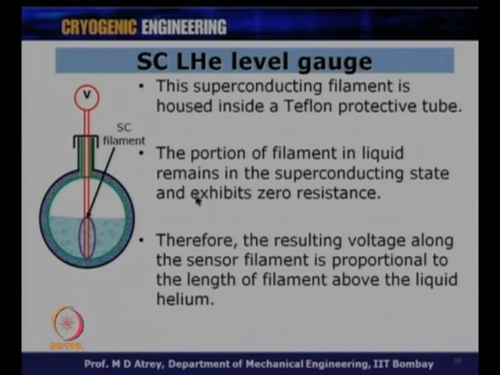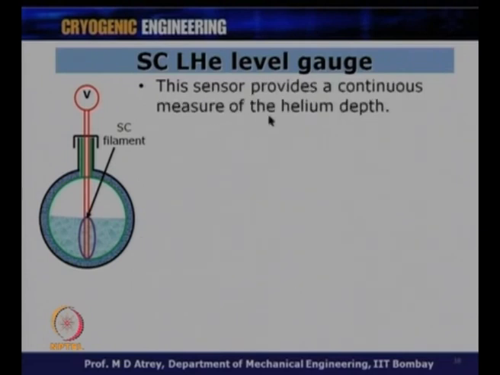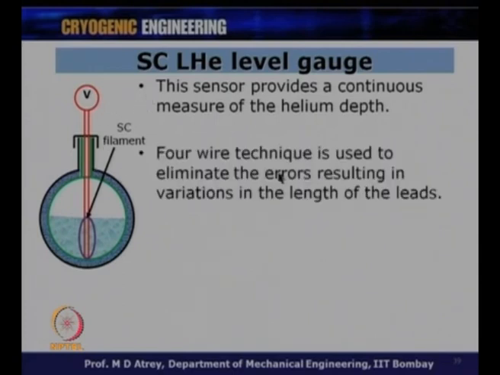It's a very important type of level gauge which is used in helium containers. This sensor provides a continuous measure of the helium, and again you can press a button when you want to measure things. Current is passed and accordingly voltage can be seen, and this can be calibrated in terms of the liquid level. The 4-wire technique is used to eliminate the errors resulting from variation in the length of the leads.